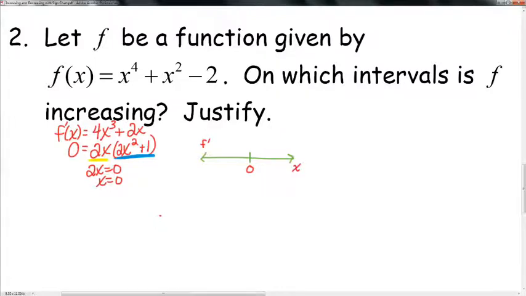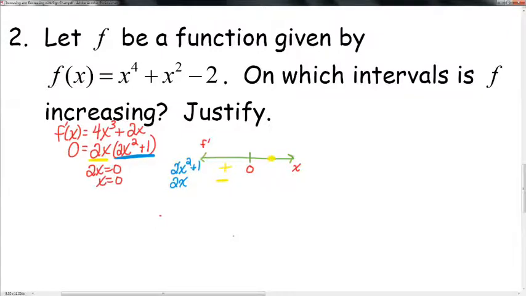I'm still going to list my factors. I have a 2x squared plus 1, and then my 2x. And so I'm going to pick values, so left of 0, I'm going to say negative 1. If I plug in negative 1 into my first factor, I'm going to get a positive answer because I'm squaring a negative, multiplying by 2 and still adding 1. If I plug in negative 1 down here, I'm going to get negative 2, which gives me a negative answer.